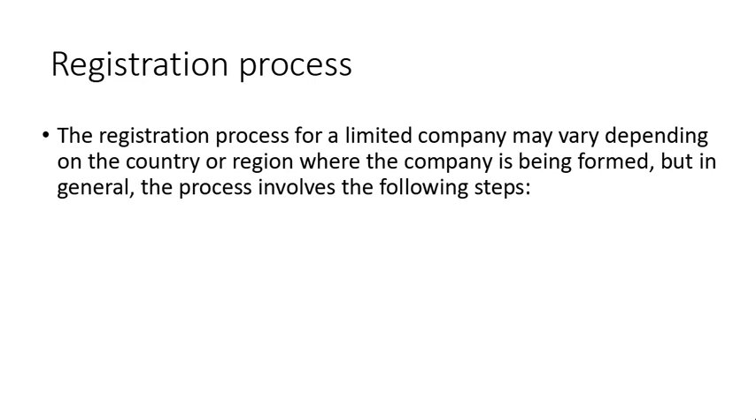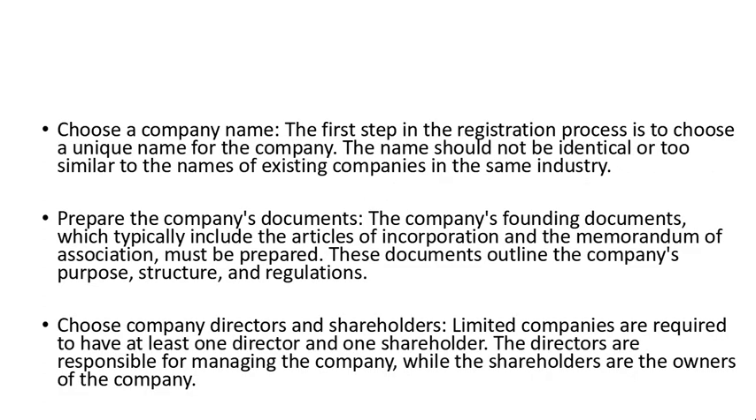Now we discuss the registration process of a limited company. The registration process may vary depending on the country or region where the company is being formed, but in general the process involves the following steps. First of all, you have to choose a company name. The first step in the registration process is to choose a unique name for the company.